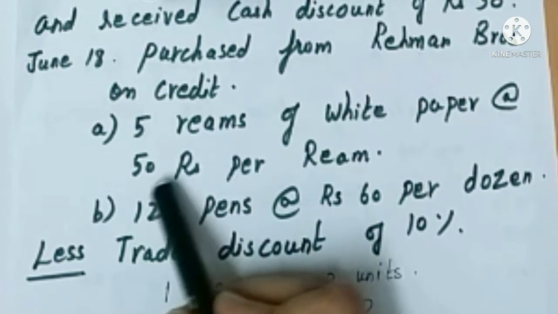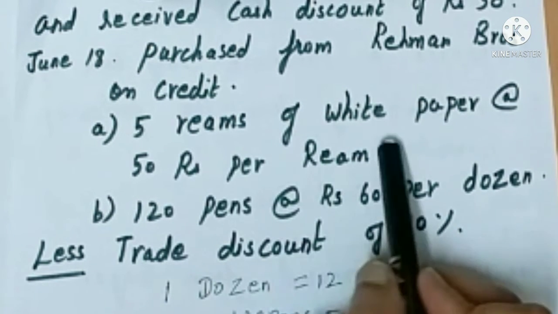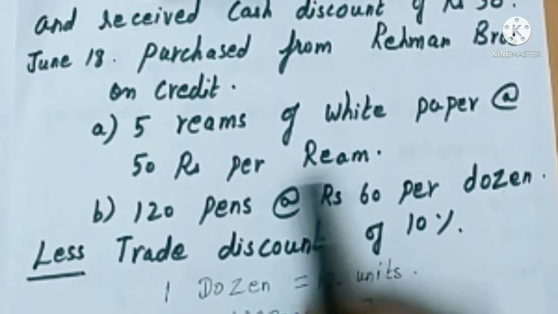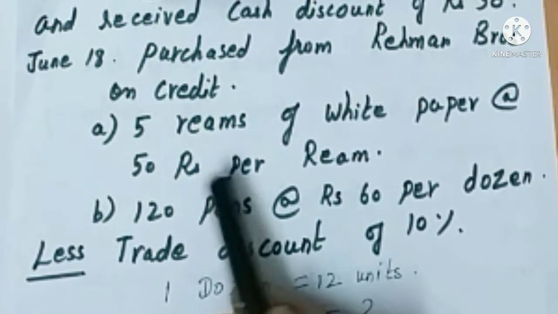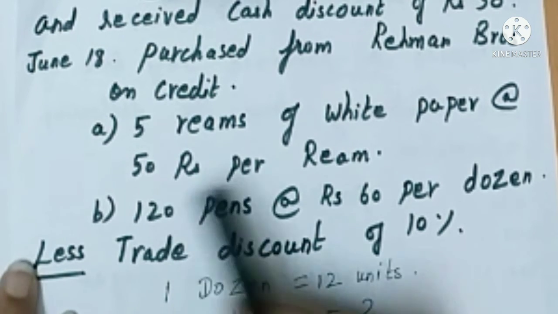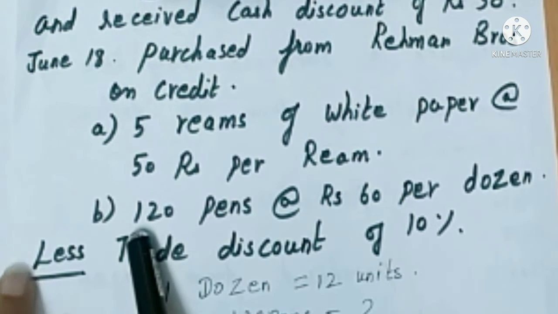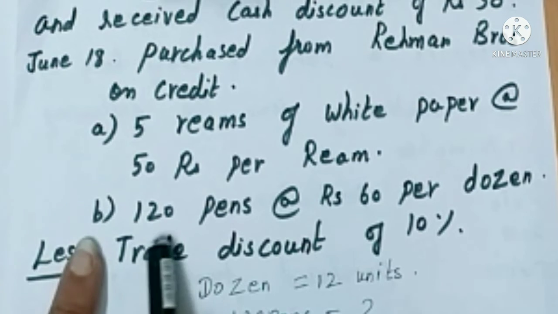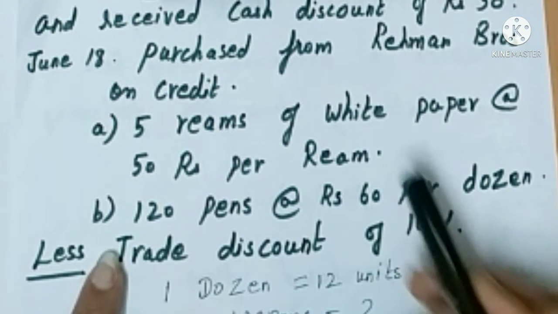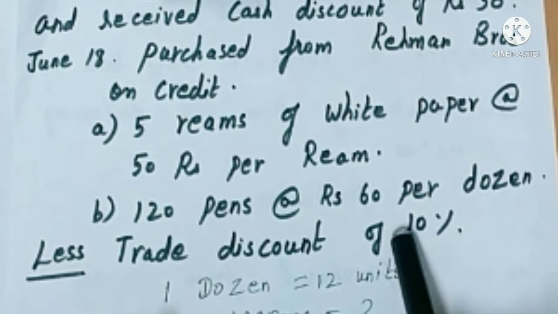So now 5 reams of white paper at rupees 50 per ream. So what should we do now? 5 into 50. So we'll get rupees 250. Then again, we have already found out that the purchases worth rupees 600 are made here. So 250 plus 600, we will get 850.